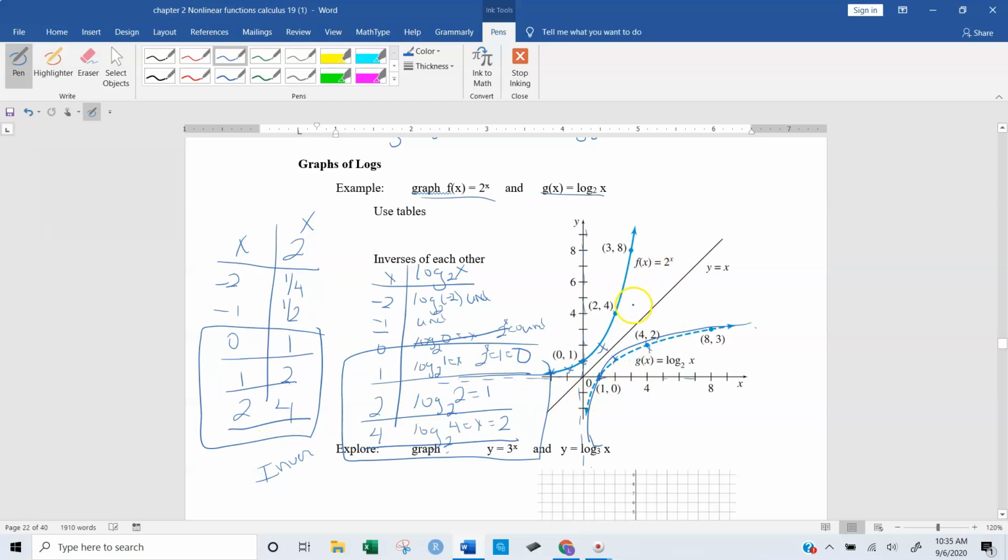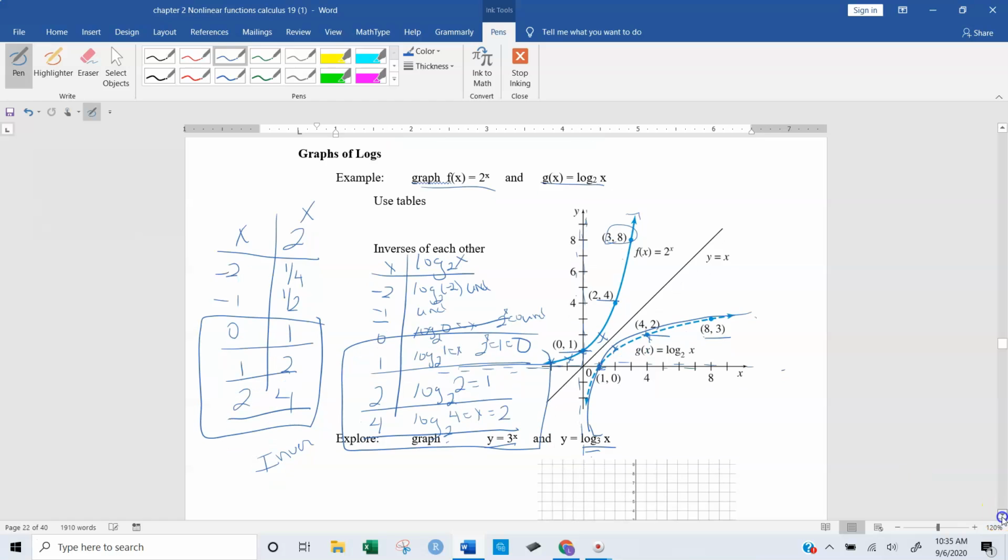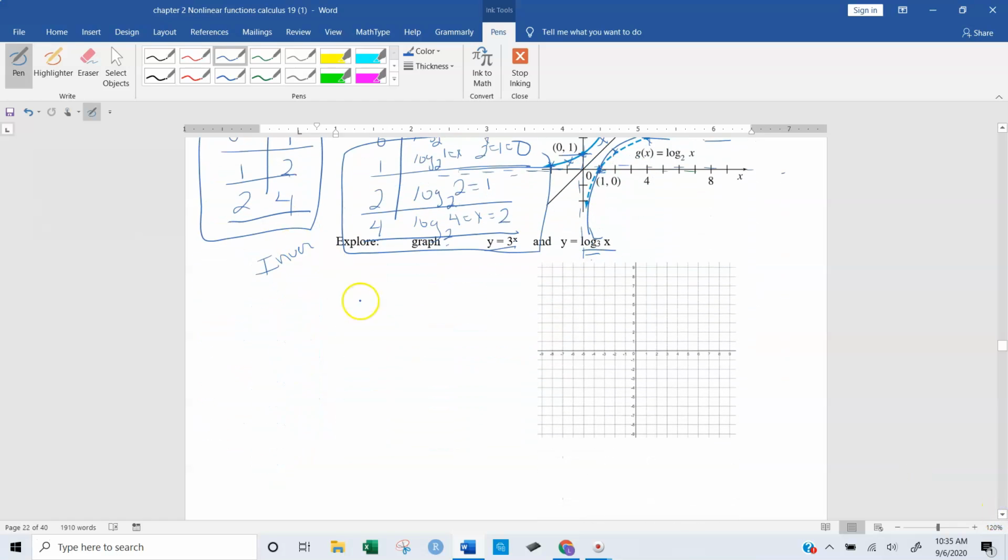So if I have this one graphed right here already, I can just invert the point. So if this is 3, 8, the inverse is 8, 3. Because exponential functions are inverses of log functions. 2, 4 is 4, 2. 0, 1 is 1, 0. And I can graph in my thing. And also remember, your asymptotes change. This was the x-axis, so this one is now the y-axis. So if you graph one, you should be able to use your graph to graph the other. Okay, let's give it a shot. Or pause and try it, I should say.